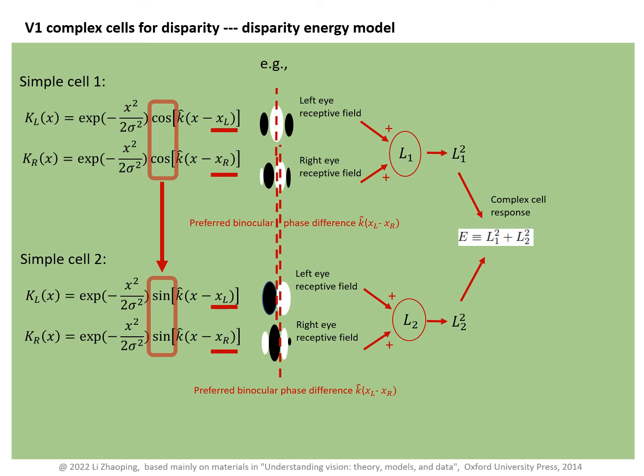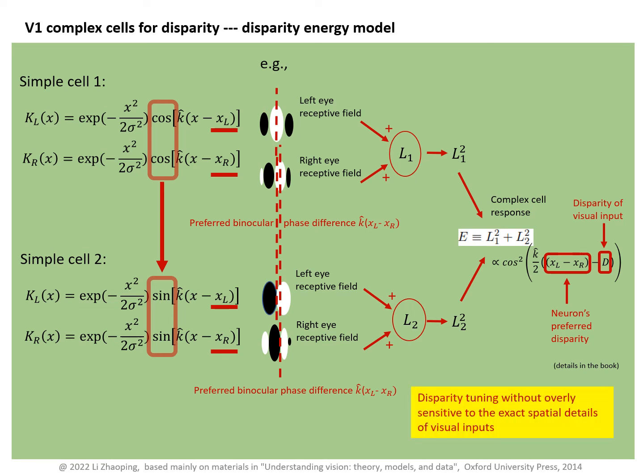Now, when visual input has disparity D, this is roughly the response. This response is maximum when the input disparity is equal to the preferred disparity XL minus XR. And this disparity tuning in this complex cell neuron is not overly sensitive to the exact spatial details of visual inputs within the overall receptive field envelope of this neuron.